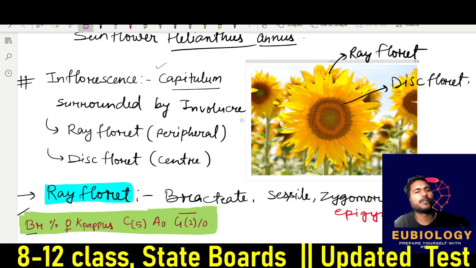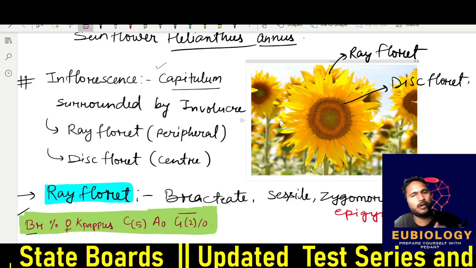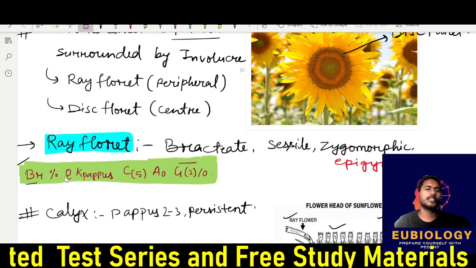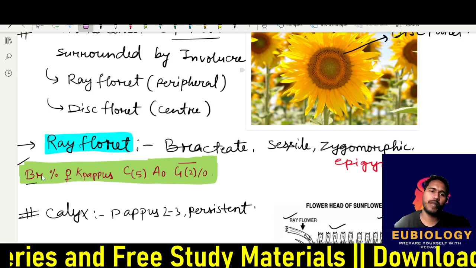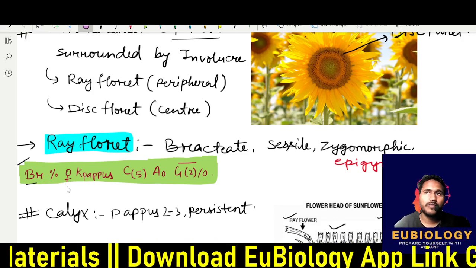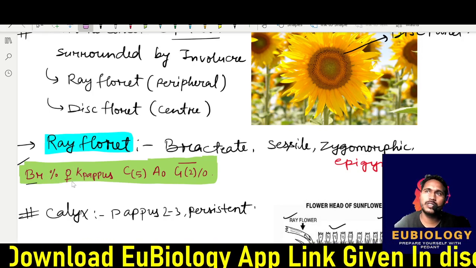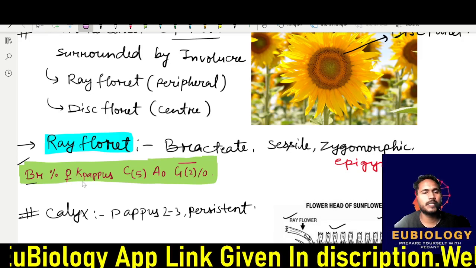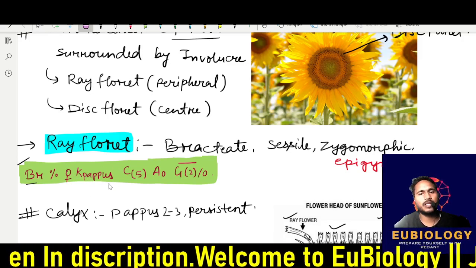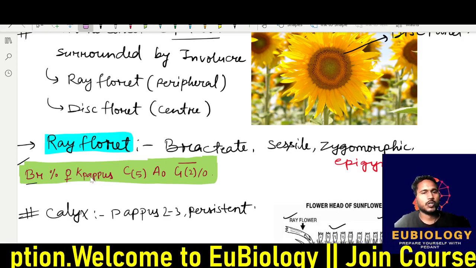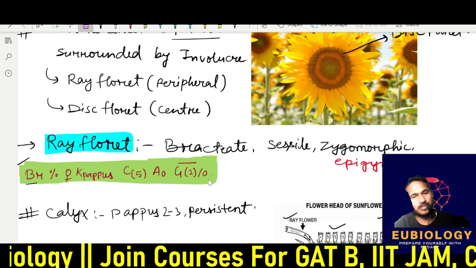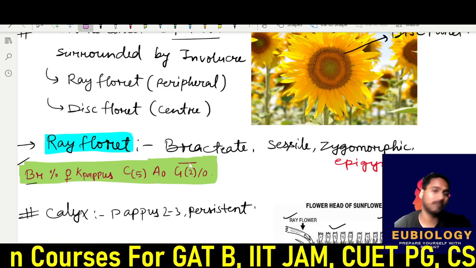Now, if you see the floral formula of the ray floret, it is bracteate, zygomorphic. Here only the female flower is there, there is no male flower. Pappus is there. I will tell you what it is actually called. So pappus will be there, corolla will be 5, androecium will be 0, gynoecium will be hypogynous or inferior.